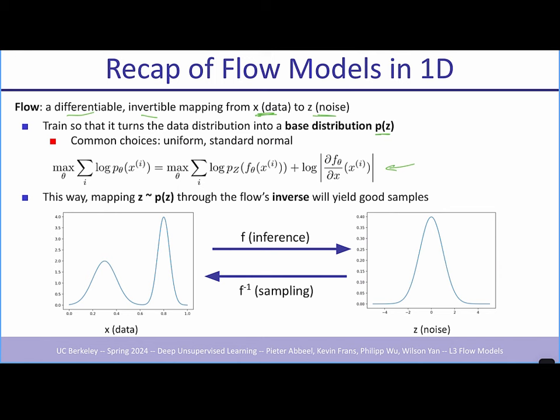And at the bottom, here's an example. Your F goes from X to Z and F inverse goes back. The flow was done to a Gaussian, then you use a sample from a Gaussian and invert to get a sample from the original distribution over X.